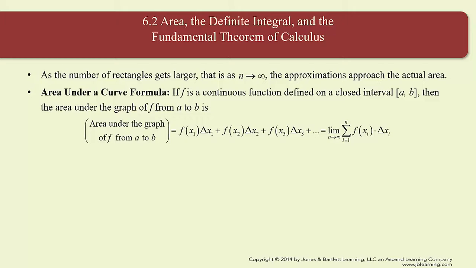The limit as n approaches infinity, the sum from i equals 1 to n, f of x sub i times delta x sub i. So again, we know f of x sub i is the height of a rectangle. Delta x sub i is the base of a rectangle. So height times base is area. Sigma means add up a bunch of areas. The limit means limit as n goes to infinity. That means we're letting the number of rectangles approach infinity.